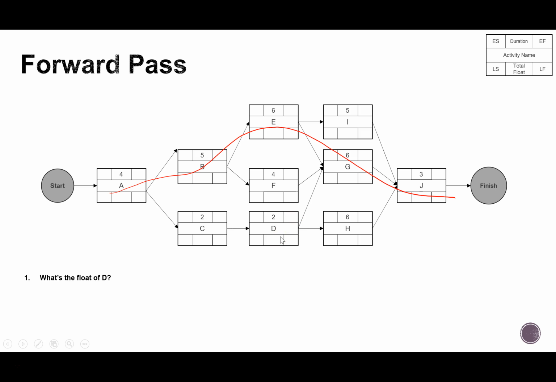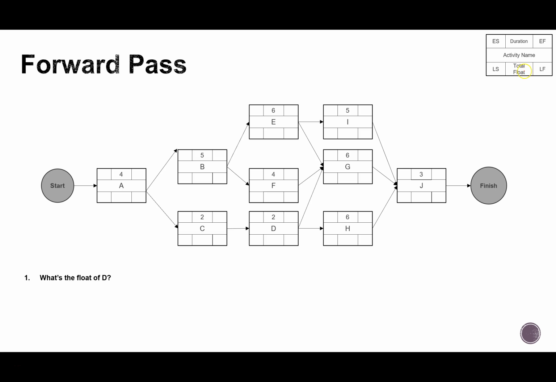Thus, if they're asking me for the float, there's really no way around it other than to actually perform the forward and backward pass so that I can find my float. In the box at the top right, you can see that I have created this convention so that I can understand where to place the early start, the early finish, the late start, the late finish of each of my boxes. And then I can also place the duration and the total float.